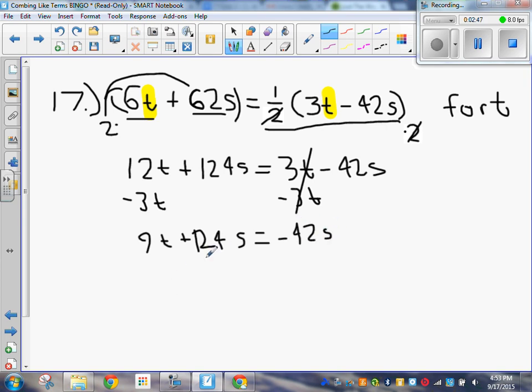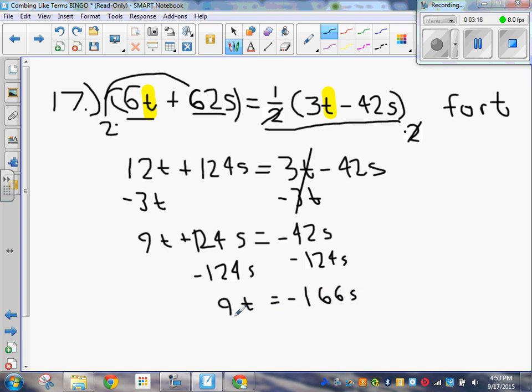Now I'm going to get rid of this term to get my 9t by itself. I do that with the opposite of addition and subtraction. So what I end up with is 9t is equal to, if you subtract these, we're getting more negative, so we're actually going to get a bigger number, negative 166s.